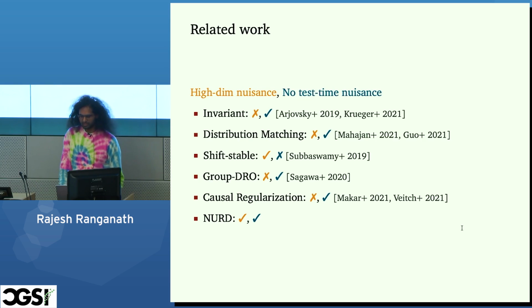So there's a ton of related work here. They're classified in two ways. One is, do they support high dimensional nuisances? The other one is, do they require the nuisance at test time? The way that you can classify it in your head is that what I just talked about is the one that supports high dimensional nuisances and doesn't require knowing what they are at test time.